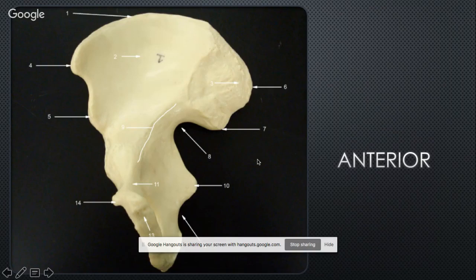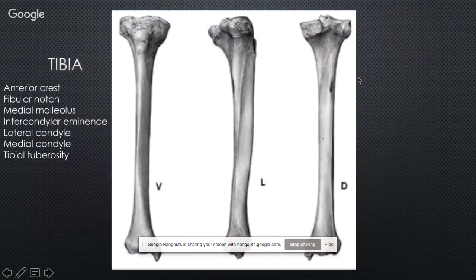So the sacrum has an auricular surface and the os coxae have an auricular surface. I think that's everything. Okay. Let's go to the tibia. I got a couple questions about this one, which is understandable.